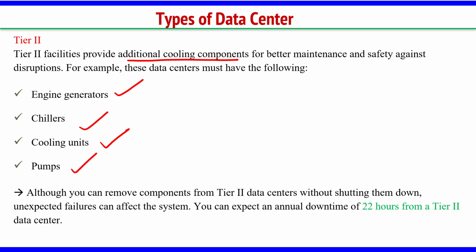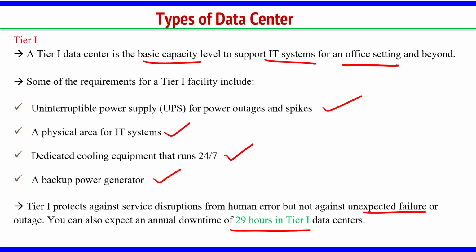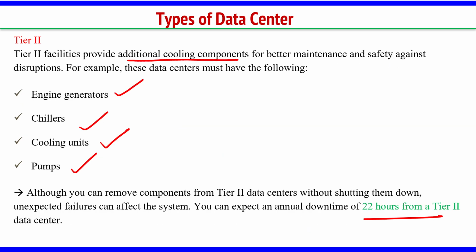Although you can remove components from tier 2 data centers without shutting them down, sometimes unexpected failures can affect the system here also. That's why the annual downtime of a tier 2 data center is 22 hours. So it is a little less compared to tier 1. There is not much difference between 29 hours and 22 hours. The only difference is that cooling components are added.